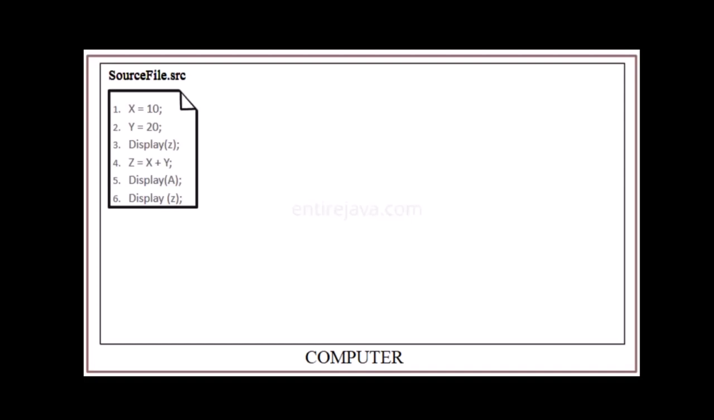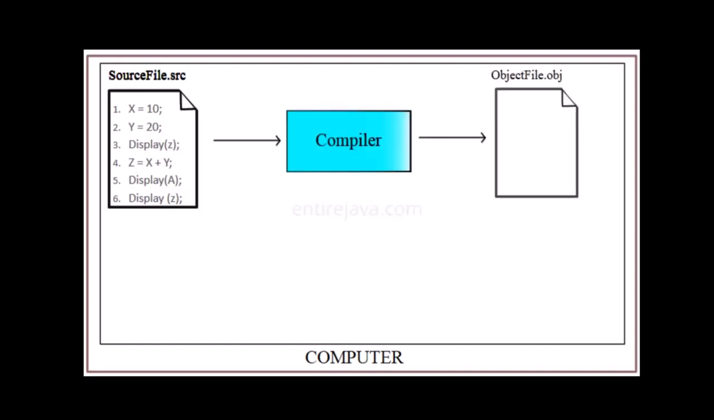Let's take an example. Let's say you wrote the following program in a file and you saved it. Let's call it a source file as it has the source code in it. In this program, we want to display the result of X plus Y on your computer screen. Now this code has a few bugs in it. The compiler will start scanning and translate the source code to machine code from the first instruction, which is X equals 10. And then it goes to line number 2, which is Y equals 20. And then it reads display Z.